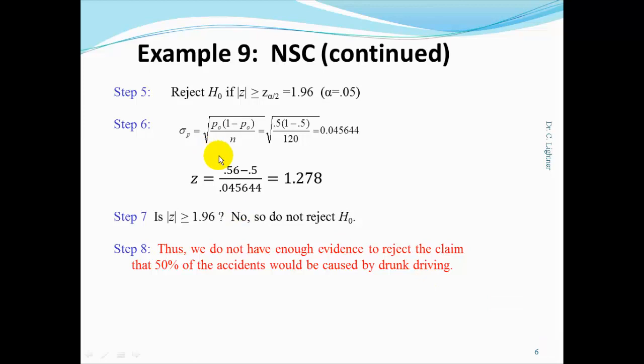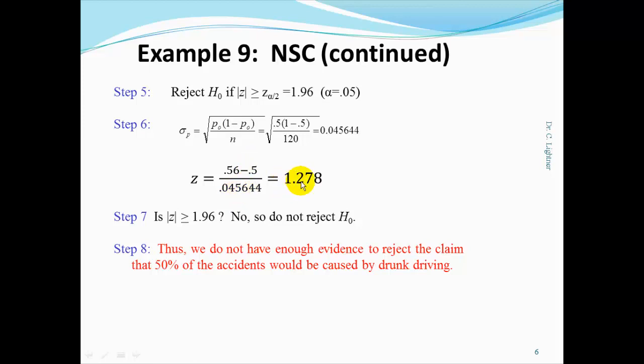Our z test statistic is p-bar, which is 0.56 for this problem, minus p0, which is the value listed in our hypotheses, which is 0.5 for this problem, divided by the standard deviation of p-bar.